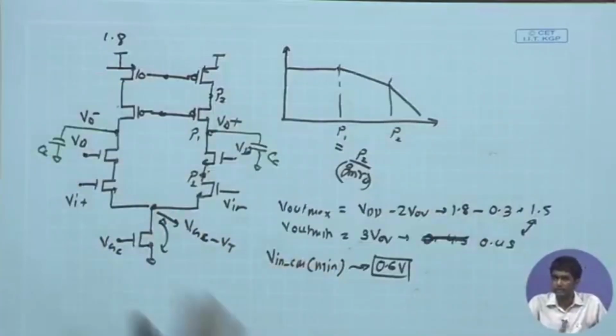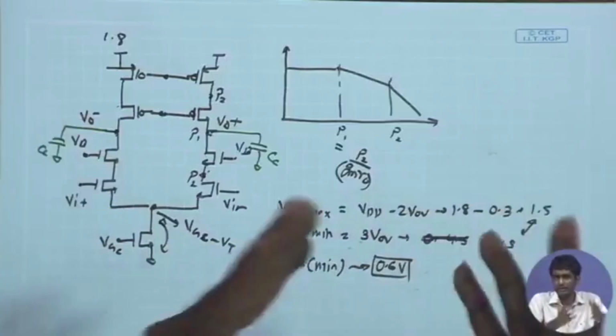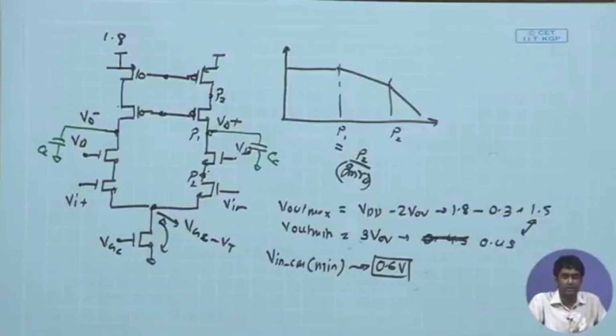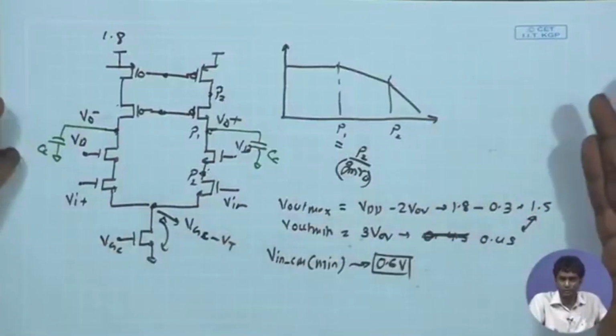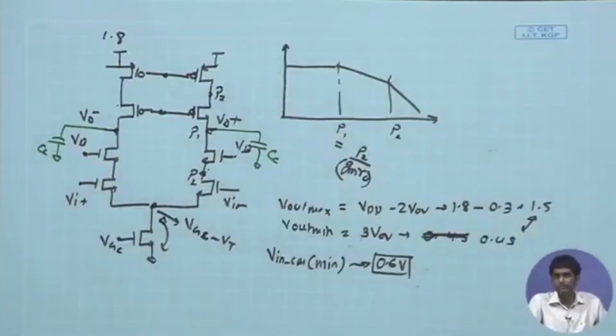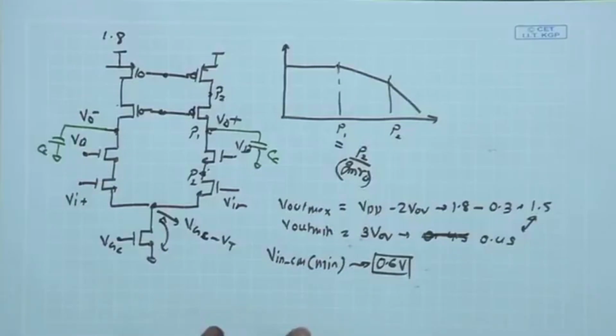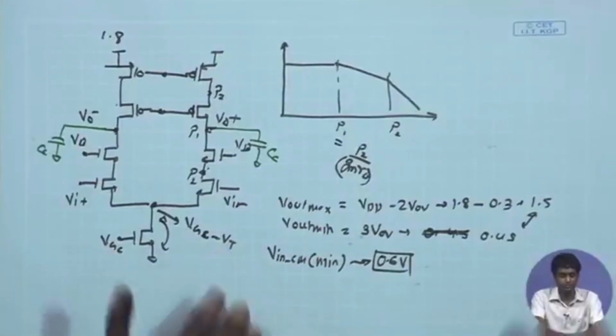And once again we can look at both the topologies, the single ended output one, just like our differential amplifier with current mirror load, where you have single ended output, and the second one where you have fully differential output and you need a common mode feedback. Any question before we proceed further?